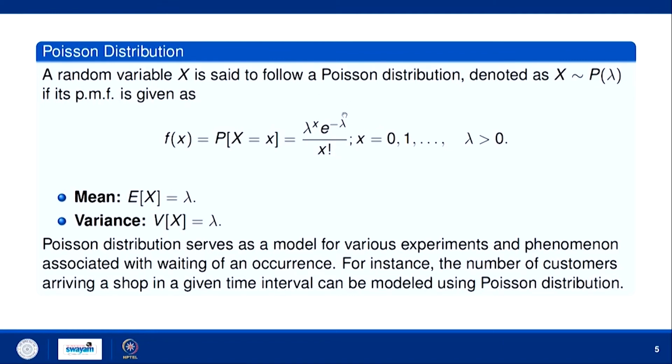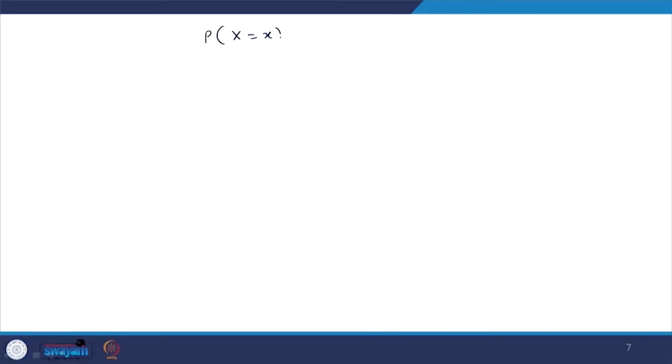One can easily verify that it is a PMF, because it is greater than or equal to 0 for every x, and if you take the summation over x from 0 to infinity, the sum comes out to be 1, which is easy to verify. Now, if you want to find the mean or variance of this random variable x following the Poisson distribution, how can you find it? Let us see. The PMF is lambda raised to power x e raised to power minus lambda upon factorial x, for x equal to 0, 1, 2 and so on.